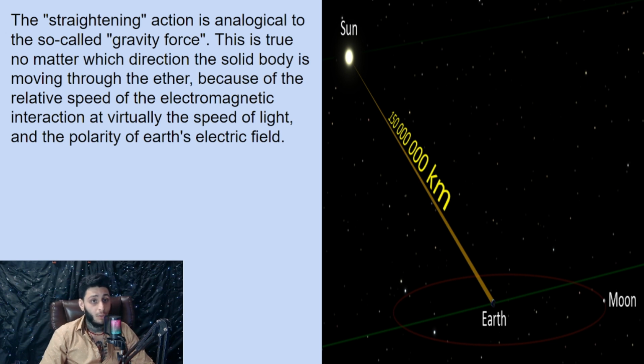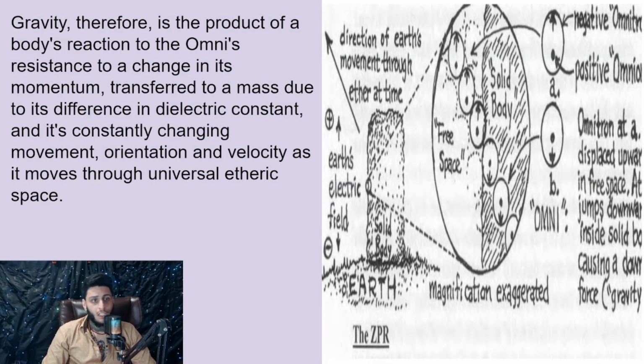This is true no matter which direction the solid body is moving through the ether, because of the relative speed of the electromagnetic interaction at virtually the speed of light and the polarity of Earth's electric field. Gravity is the product of a body's reaction to the omni's resistance to a change in its momentum, transferred to a mass due to its difference in dielectric constant, and its constantly changing momentum, orientation, and velocity as it moves through universal etheric space.